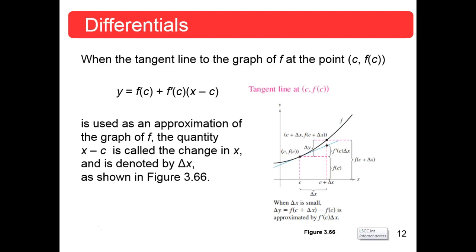I'll leave it alone like that. That is used as an approximation of the graph of f. The quantity x minus c is called the change of x. It's shown here. Now, just while we've got the figure here, this is the change of x, dx, delta x. This is the actual change of y, delta y. If you went from c to c plus delta x, you went to here. So that's your actual delta y here. Your tangent line approximation, that change was f prime times your delta x. That's how much it changed from f of c to here, f prime delta x. Okay.